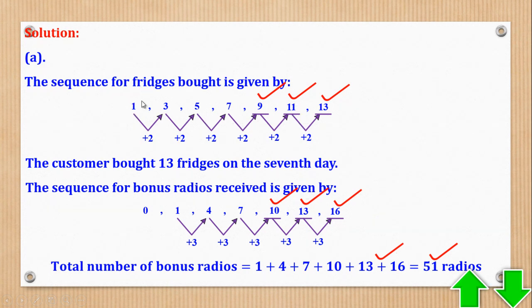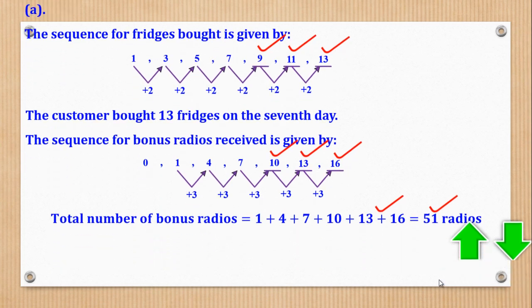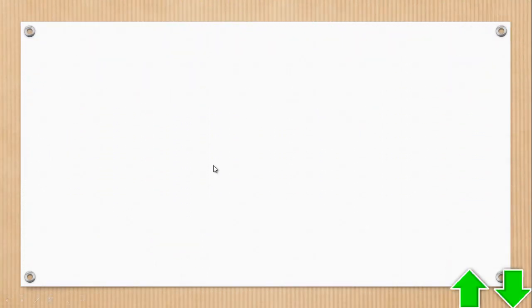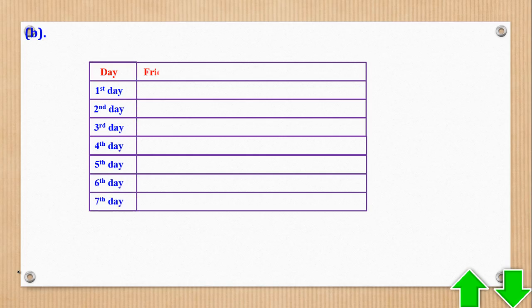So here, how much was he paying on the second day, third day, like that, up to the 7th day? So I'll come and tabulate, and put a column of days. Then I put the column of fridges bought. Then I can now do the computation for the costs.